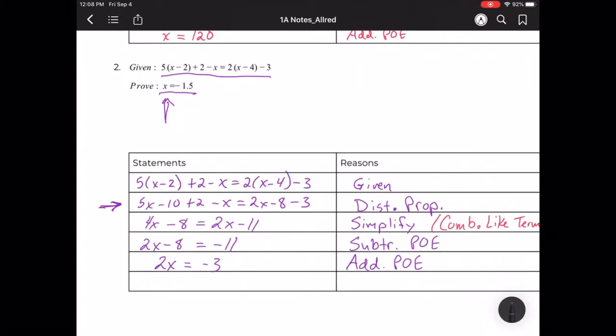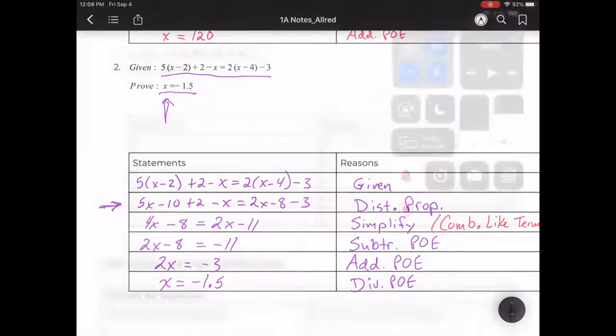And in the final step, to undo 2x, to get rid of the 2, you would have to divide by 2. 2x divided by 2 is just x. Negative 3 divided by 2 is negative 1.5. And that is what we were trying to prove. The reason I was able to get that is through the division property of equality. And that completes that proof.